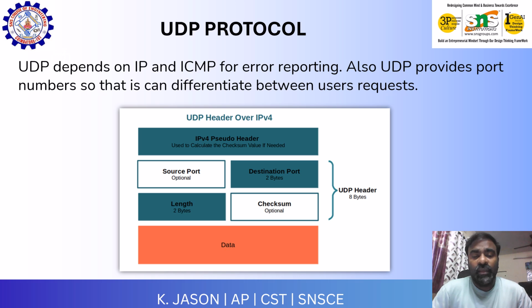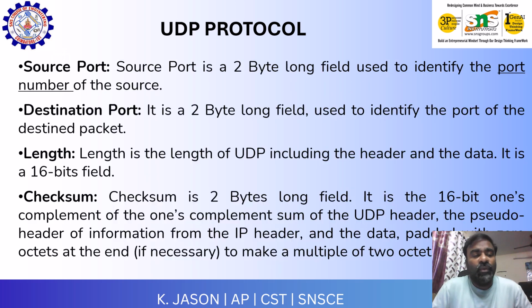So these are the basics. Now we have to know what the source port address is. Source port is a 2-byte long field used to identify the port number. Destination port is a 2-byte long field used to identify the port of the destination packet. Length is the length of the UDP header and data. Checksum is a 2-byte long field, the 16-bit complement of the ones complement sum of the UDP header, the header information from the IP header, and the data padding.